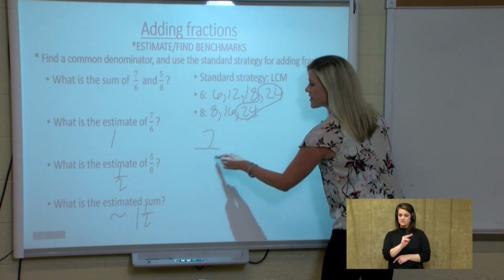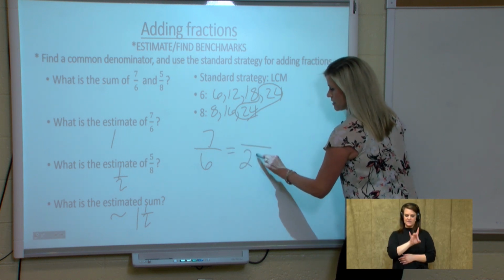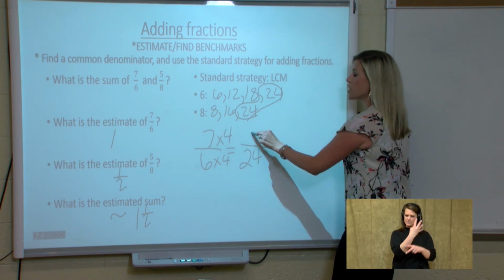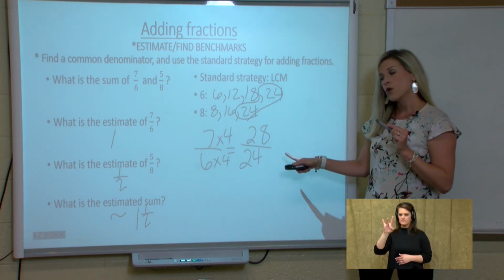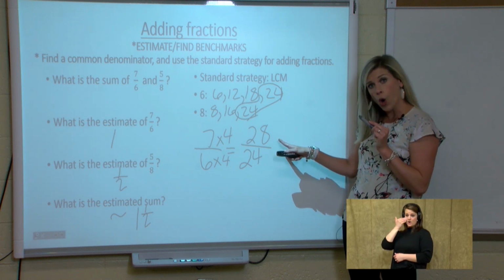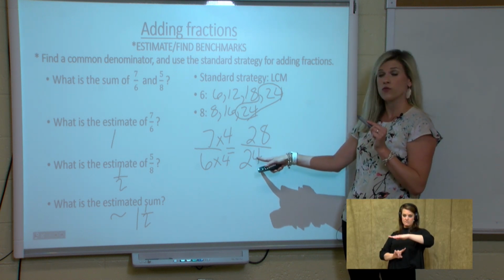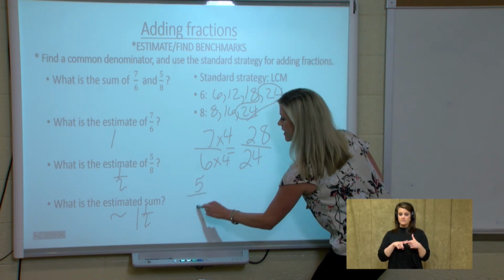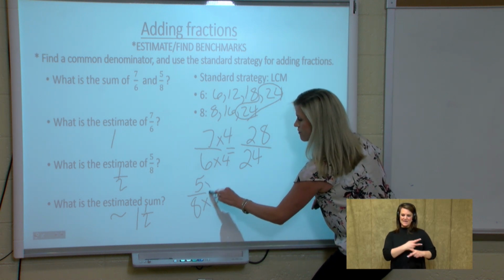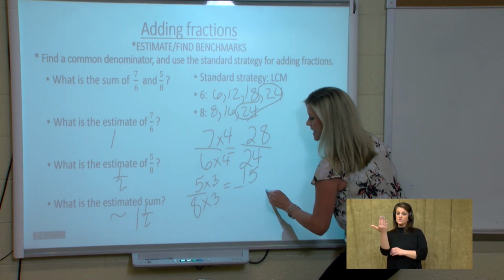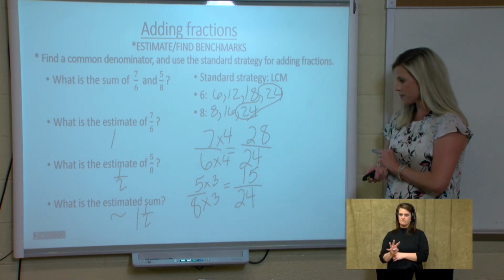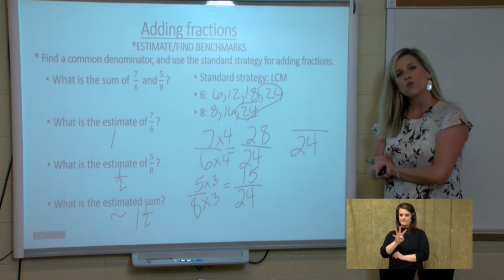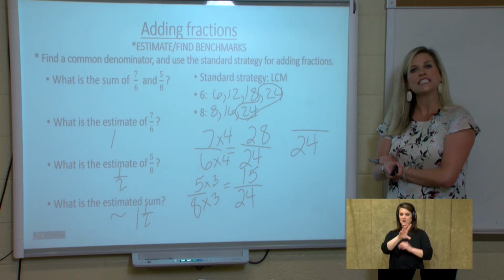So now 7/6, 6 times 4. What is 7 times 4? 28. Now remember, we already knew that this was over 1 whole because 24 24ths would be 1 whole. So it's 28 24ths. And then what about 5/8? 8 times 3, so 5 times 3, I have 15 24ths. So now let's keep our common denominator of 24.